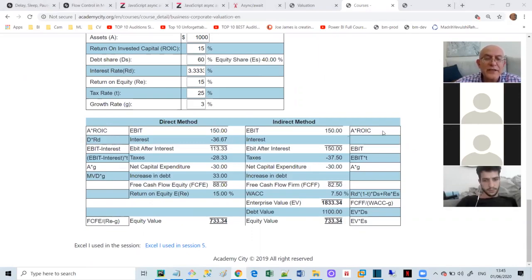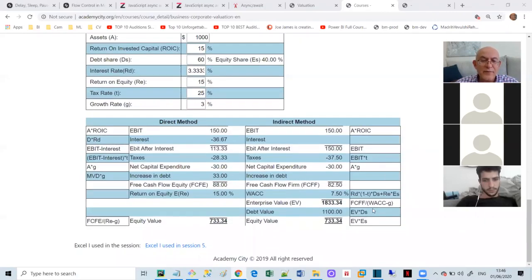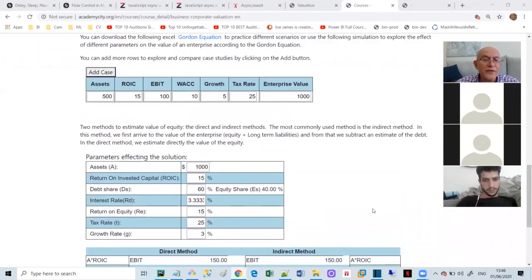So if you notice, I added all the equations on the right side and on the left side, so it will be easier for you to follow how to use these, the direct method and the enterprise method, which we sometimes call indirect. So this is right here. Hopefully it will be useful for you.